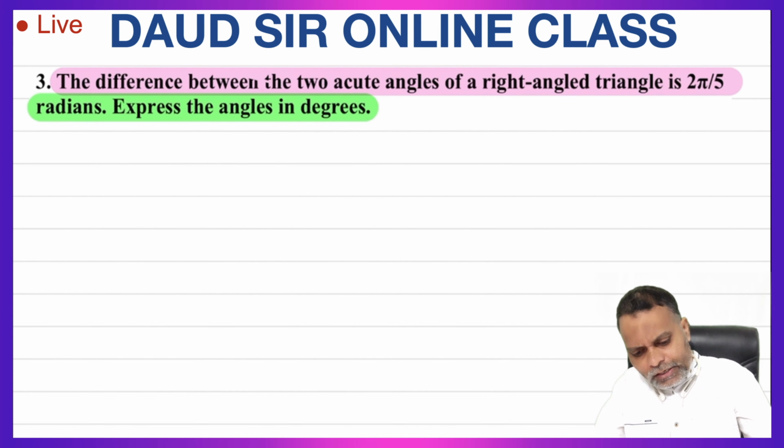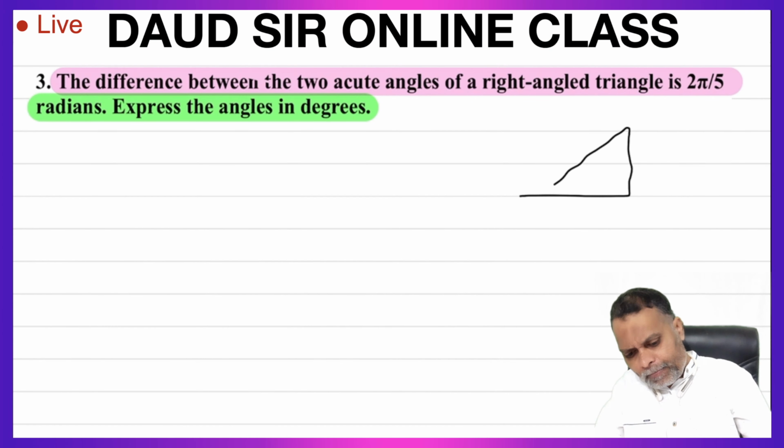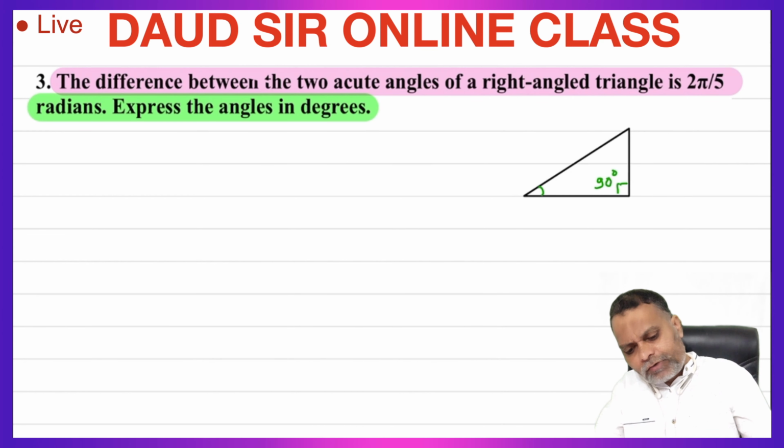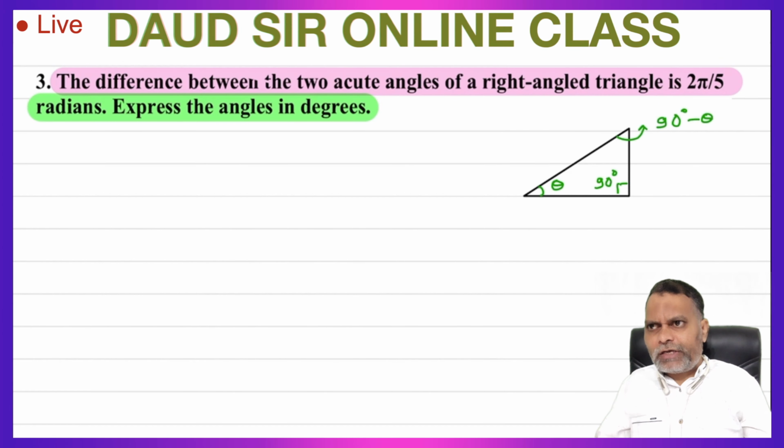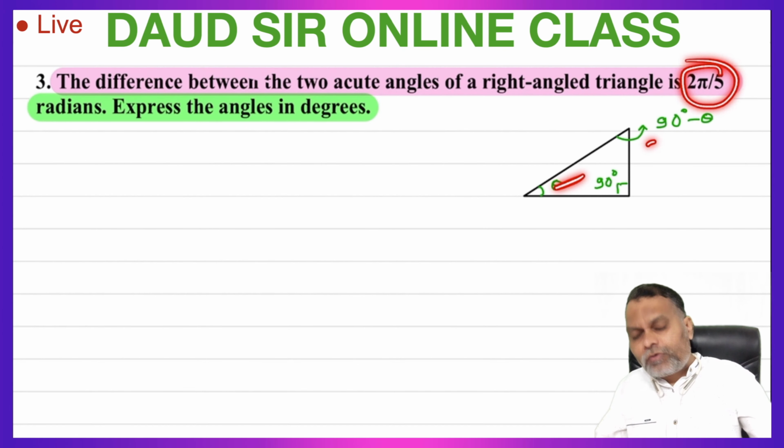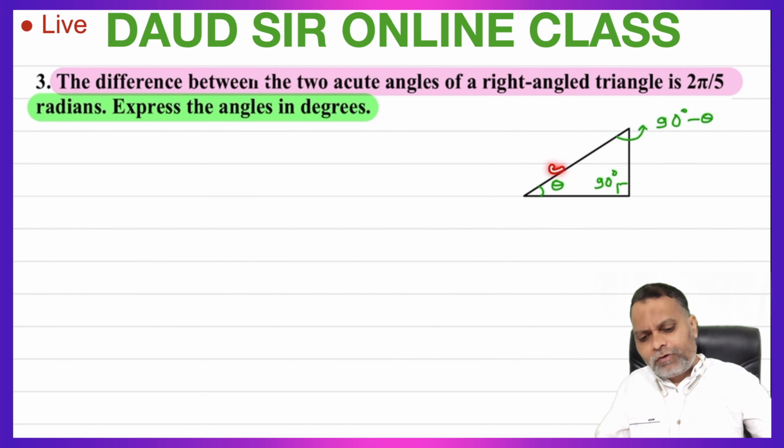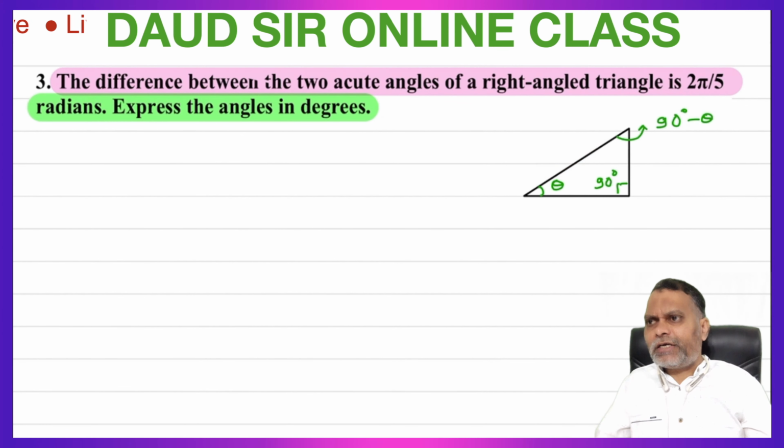You know, in a right angle triangle, this is 90-degree angle. This is right angle triangle. This is one acute angle. We can take this theta. So if this is theta, this is 90, so this will be 90 minus theta. So this theta and this 90 minus theta, both the angles are acute angles. Their difference is given 2 pi by 5. So we have to find out the values of these angles in degrees.